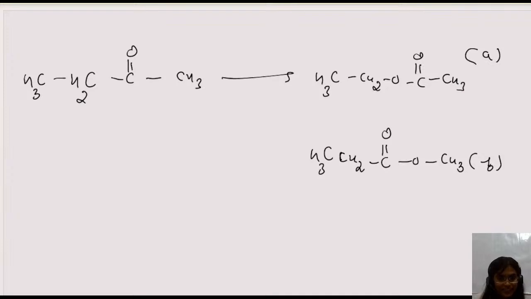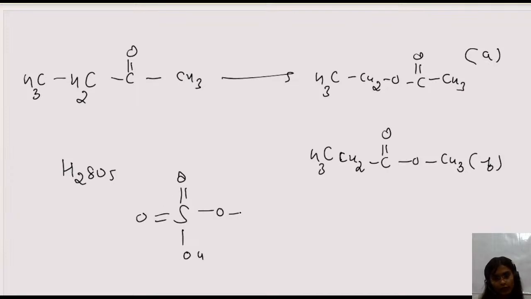H2SO5. So sulfur, double bond, OH, 1, 2, 3, 4, and 5. This is how the structure looks like. You're right, Shiva, it's a per acid. But what is the meaning of the per acid? The carboxylic acid. Okay, Shiva, it's not an organic acid, it's an inorganic acid. So we're going to use the organic part, not the inorganic part.